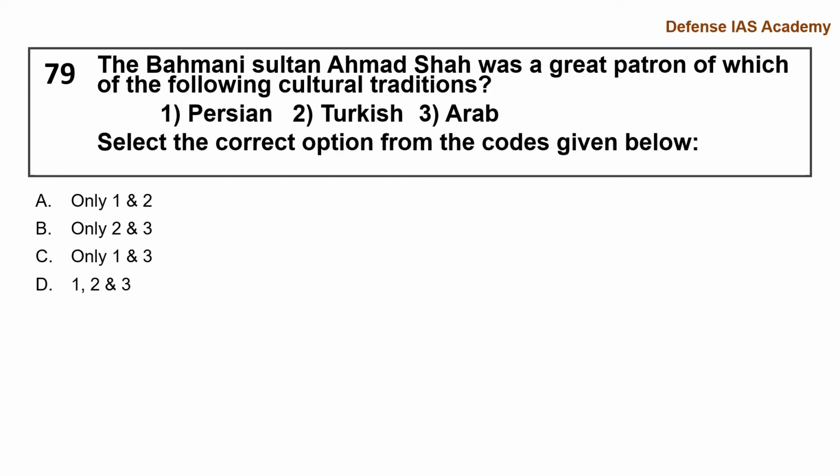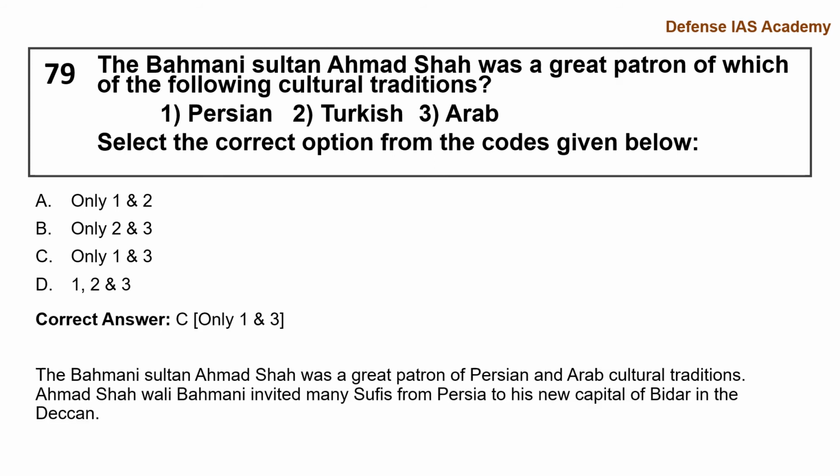Question 79. The Bahmani Sultan Ahmad Shah was a great patron of which of the following cultural traditions? 1. Persian, 2. Turkish, 3. Arab. Select the correct option from the codes given below. The correct answer is option C, only 1 and 3. The Bahmani Sultan Ahmad Shah was a great patron of Persian and Arab cultural traditions. Ahmad Shah Wali Bahmani invited many Sufis from Persia to his new capital of Bidar in the Deccan.